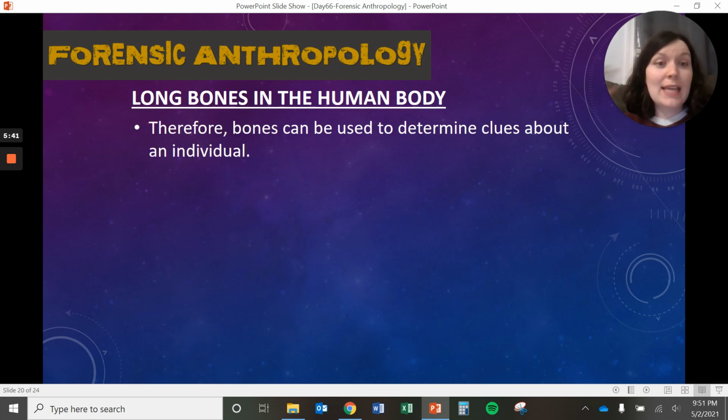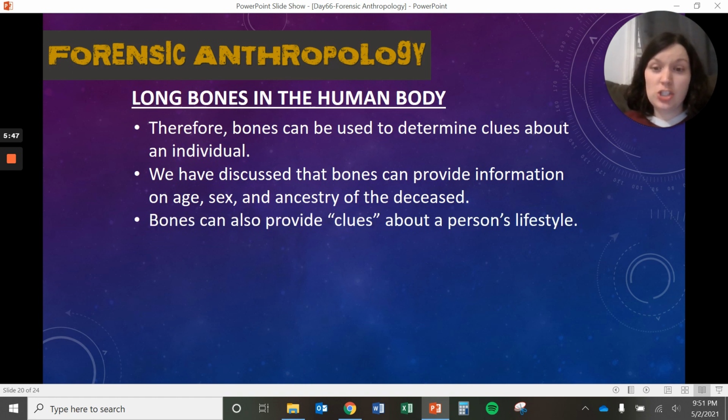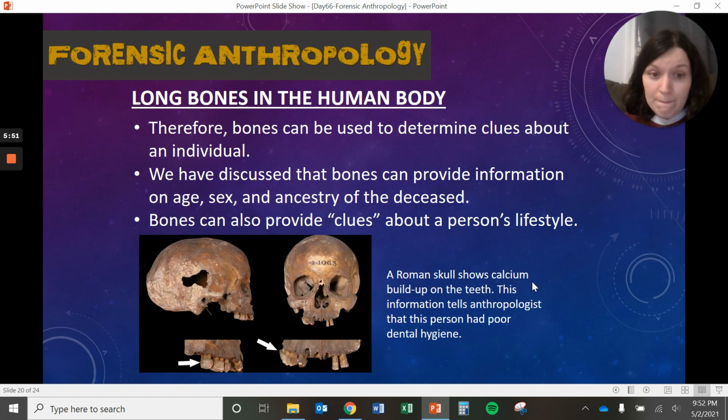Okay, so bones can then be used to determine clues about the individual. So it can provide the age, the sex, the ancestry of the descendant. It can also provide clues about the lifestyle. So here is an example. So we can get information about the hygiene, the dental hygiene of an individual. So this is a Roman skull showing calcium buildup on the teeth.